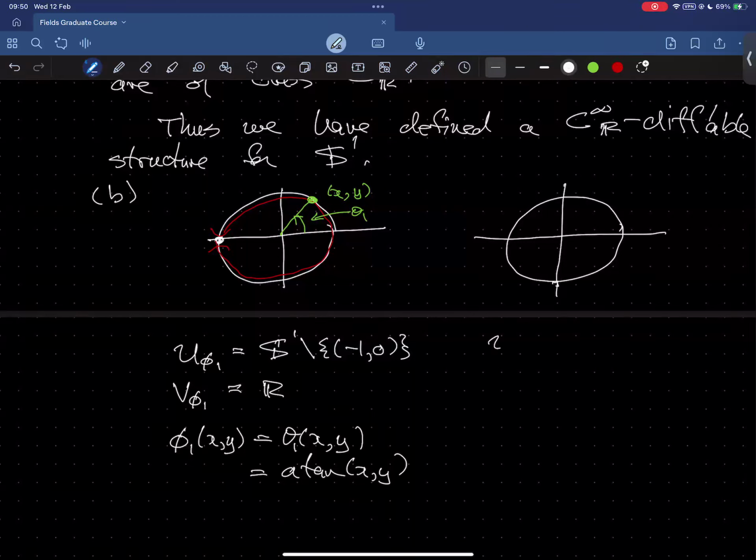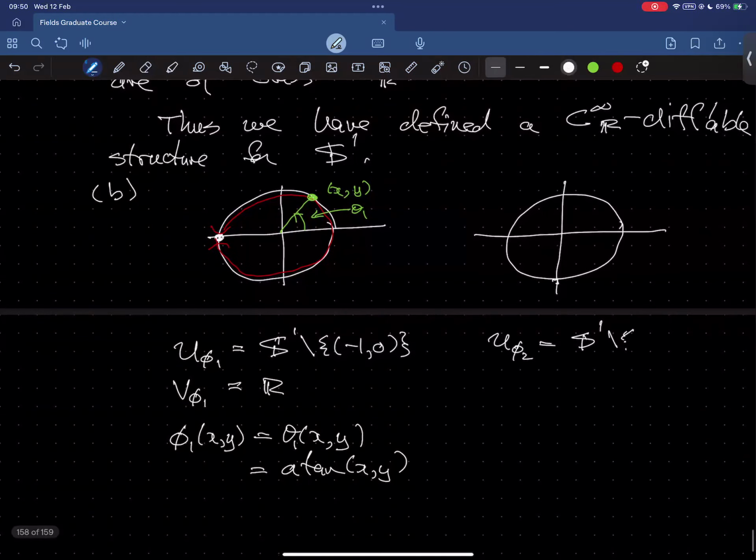The other chart, U2, is going to be S1, take away 1, 0. Okay, so this one will be, I take away this point. So the chart domain is going to be like this. All right. Okay, so V2, of course, will be R.